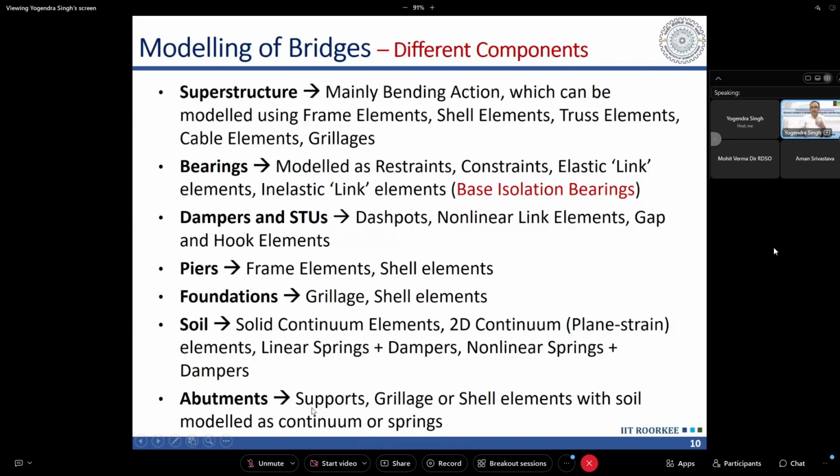Then if we want to take the flexibility of the abutment into account, or we want to design abutments also, and in our model we want to consider that, then we can model them as a grillage or shell elements. And along with that, we have to model the soil also, either as a continuum or as springs. Then we will get the true behavior of the flexibility due to the abutment.